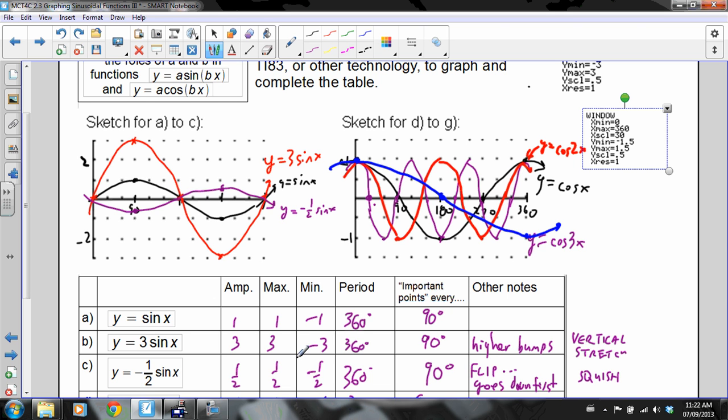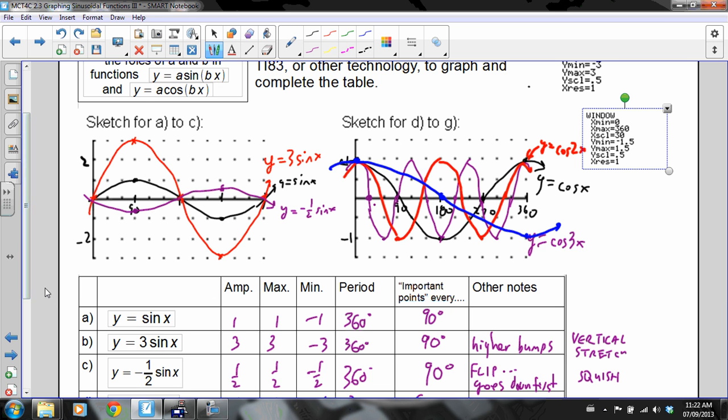We'll do that later. One thing I wanted to mention about the first sketches is this minus. That minus there meant we were flipped, right? And that calculator showed us that. Flipped vertically, and also since it's a half out front, it's squished vertically, so it doesn't go as high as the normal one.